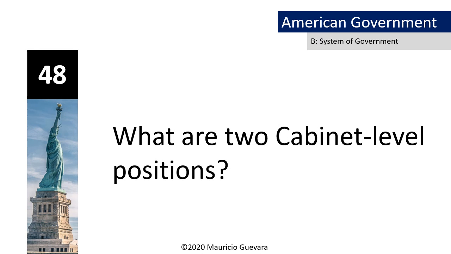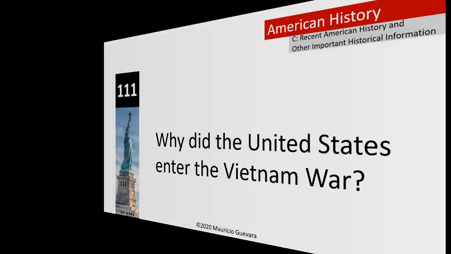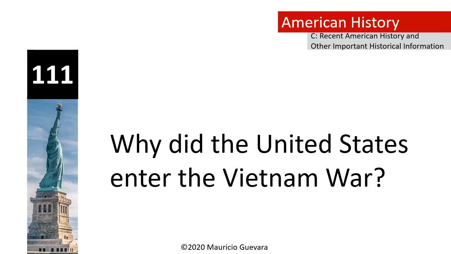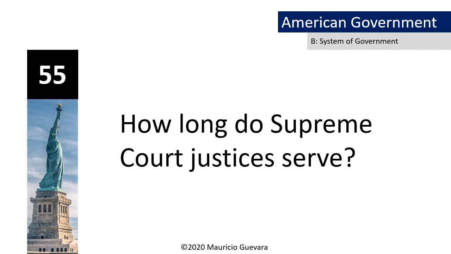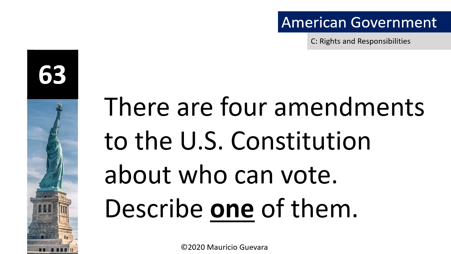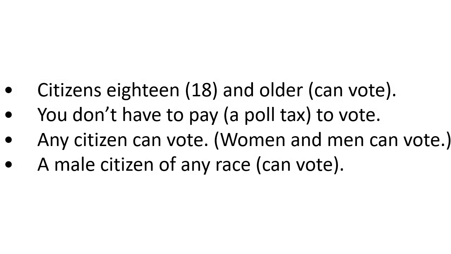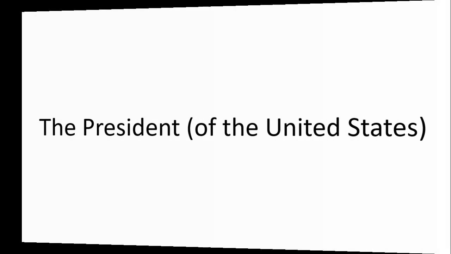What are 2 cabinet-level positions? Secretary of Homeland Security. Vice President. Why did the United States enter the Vietnam War? To stop the spread of communism. How long do Supreme Court justices serve? Life. There are 4 amendments to the Constitution about who can vote. Describe one of them. Any citizen can vote. Who is the Commander-in-Chief of the military? The President.